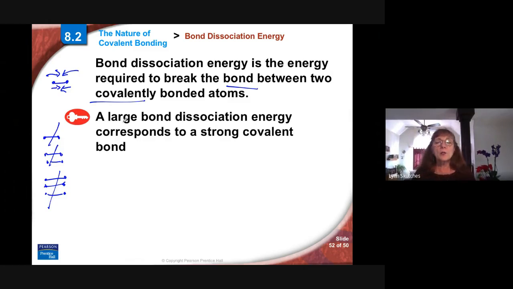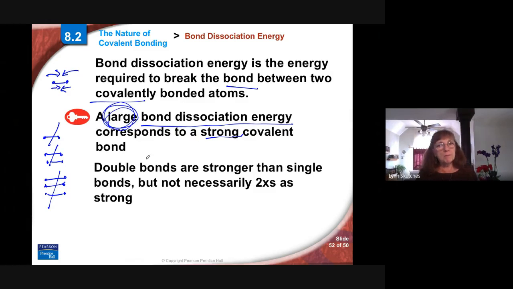So also, this is not rocket science. The bigger the number, the larger the dissociation energy, the stronger the bond. No-brainer, right? You also would probably be able to figure out that a double bond would be stronger than a single bond. However, it's not exactly 2 times. I don't think there's any example where it's exactly twice as much as a single bond.